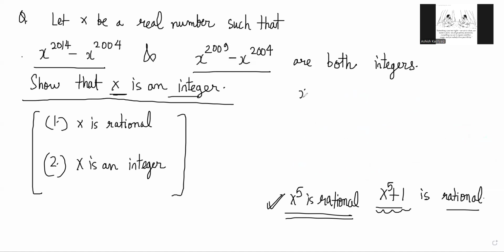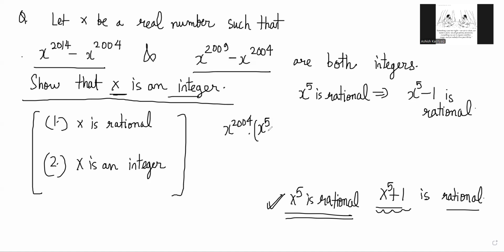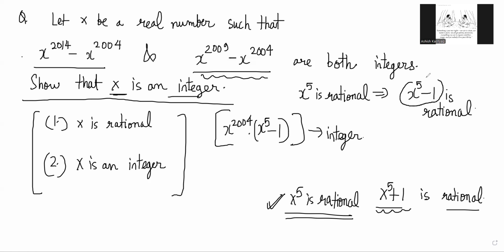So first of all, if x power 5 is rational, automatically it means x power 5 minus 1 is rational. And one of the numbers is x power 2004 into x power 5 minus 1. We know that the product of these two things is an integer. And now we also know that x power 5 minus 1 is rational. This part is rational, which means x power 2004 is also rational.